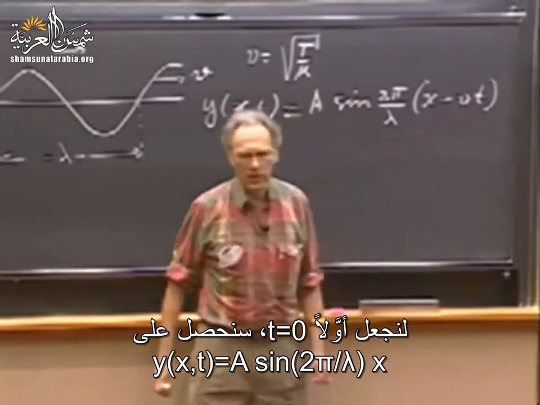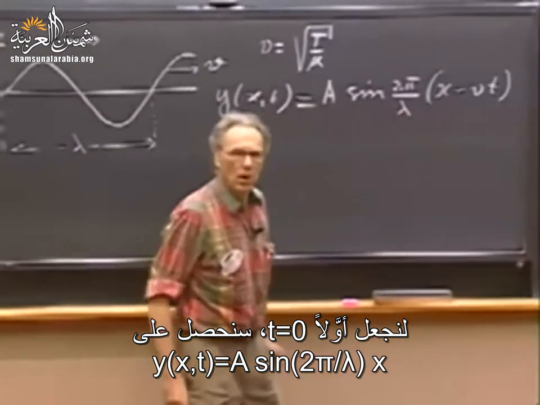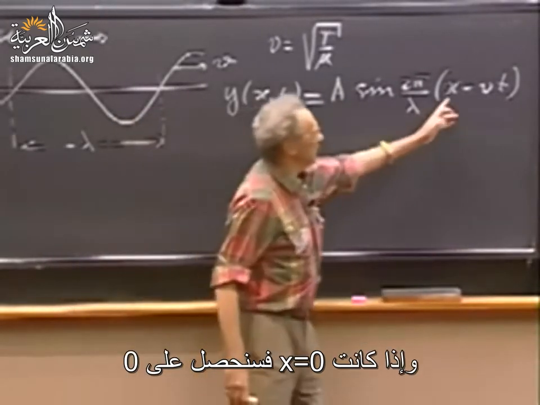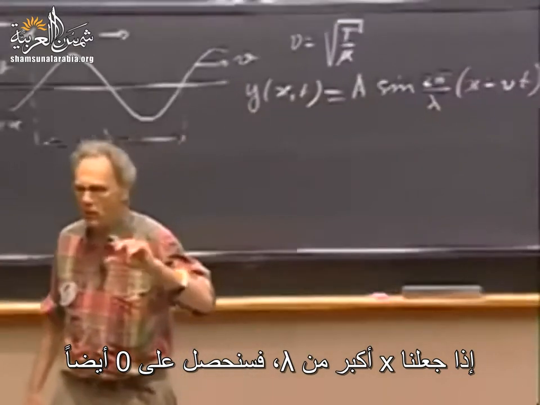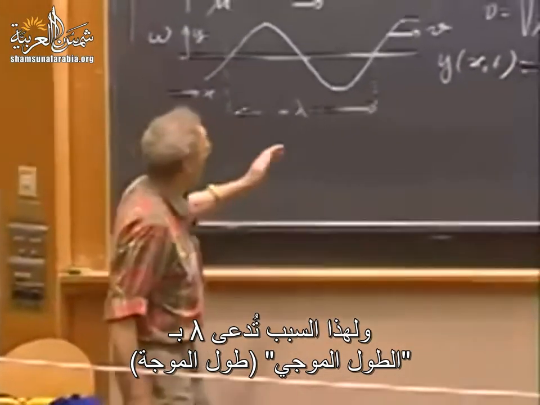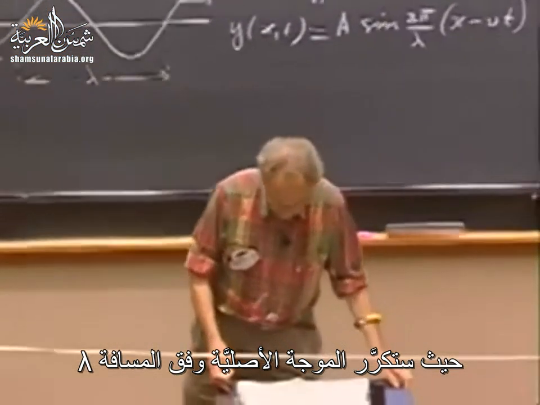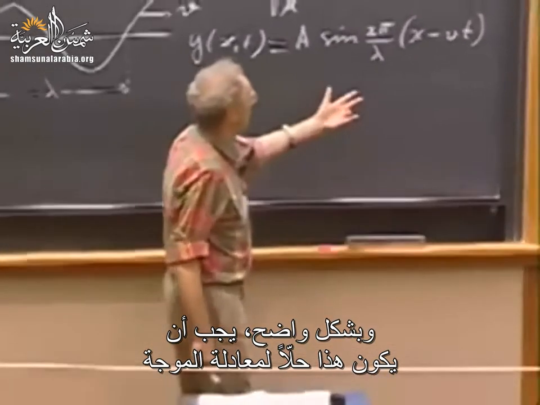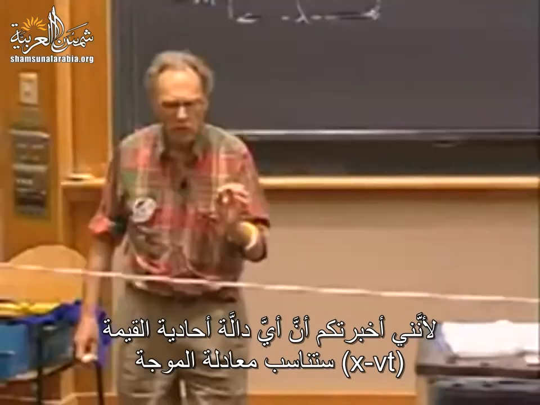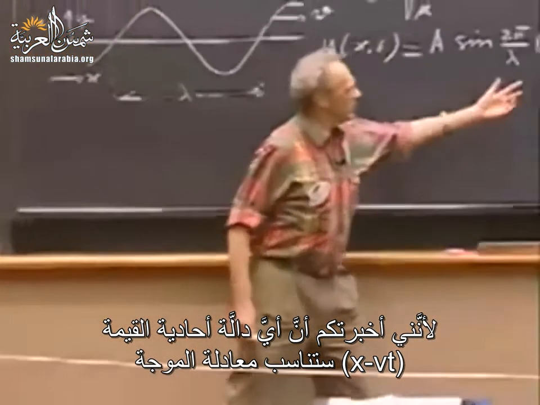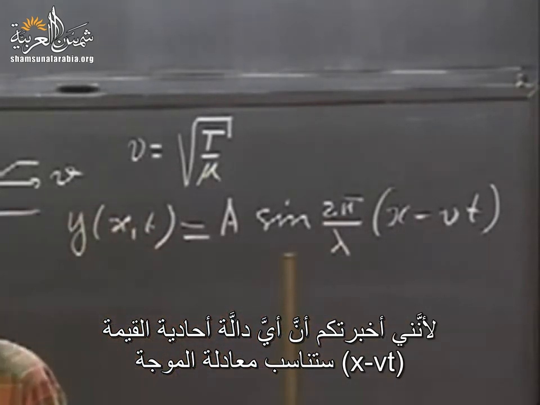Let's first make t equal 0. Then you see what you have here: the sine of 2 pi over lambda times x. If you take x equal 0, then you find 0. And if you make x larger by an amount lambda, you get 0 again. So that's why lambda is called the wavelength. The pattern repeats over a distance lambda. Clearly, this must be a solution to the wave equation, because any single-valued function, I told you, which is a function of x minus vt, satisfies the wave equation. And so this one does too.